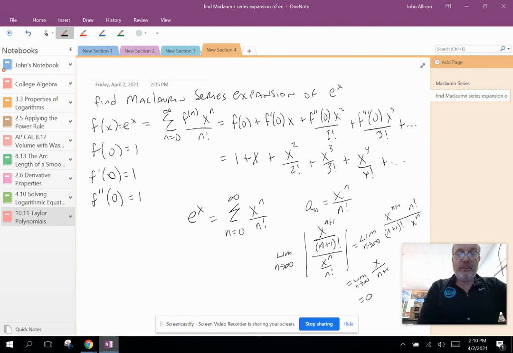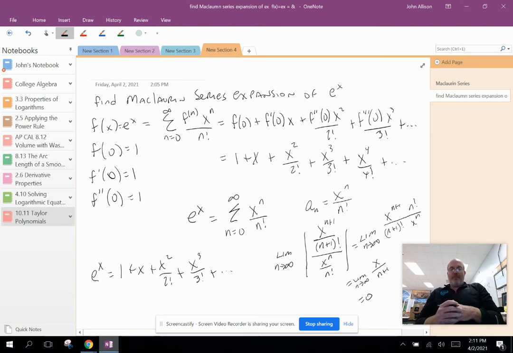So the Maclaurin series expansion of e to the x is 1 plus x plus x squared over 2 factorial plus x cubed over 3 factorial, and just keeps on going. That's pretty neat that that infinite series is equivalent to e to the x. This means if you take the derivative of that series expansion, that's equal to the derivative of e to the x. It'll give you the exact same thing. Let's look at that because we know the derivative of e to the x.